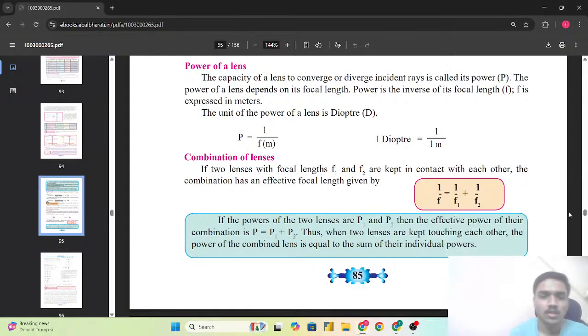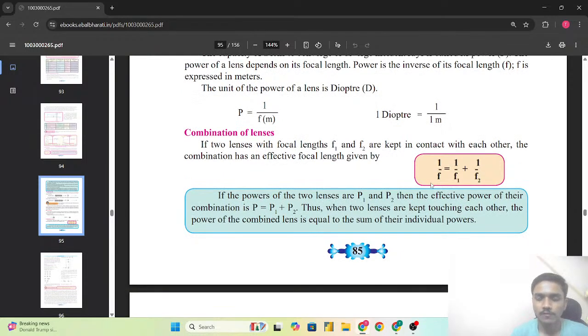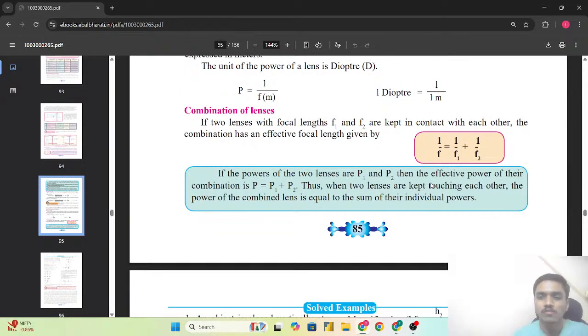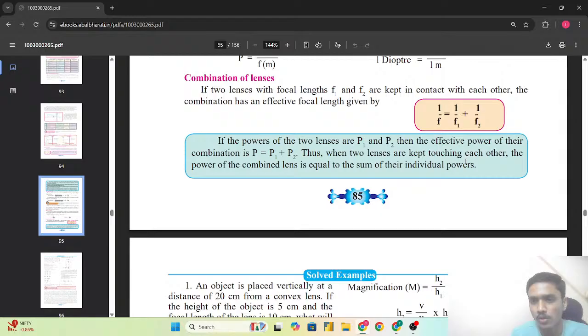So, if two lenses with the focal lengths f1 and f2 are kept in contact with each other, the combination has an effective focal length given by 1 upon f equals 1 upon f1 plus 1 upon f2. So the total combined focal length can be calculated as per this formula. We have the focal lengths of the two different lenses which are combined, so by placing the values in this formula, we will be able to calculate the total focal length of the combination of the lenses.